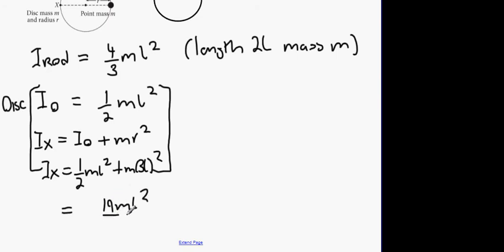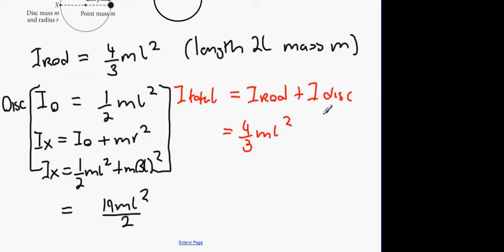Now, that's not the total inertia. We have to add the disc and the rod together. So I total is going to be I rod plus I disc. What we'll get here is 4/3 mL squared plus 19/2 mL squared, and we'll just use our calculator for that and get 65/6 mL squared. Any questions? It's just the parallel axis theorem, use the correct formula. Nothing there at the moment, so we'll go for number 2.